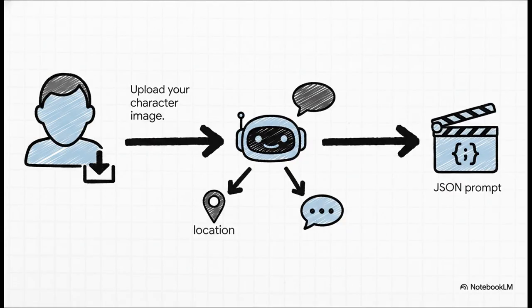So where do we get this magic script? You guessed it, we head right back to ChatGPT. You upload that character image you just made, and then you just give it simple commands. Tell it to turn the image into a JSON prompt, say where the scene is, and then just type out the exact words you want your character to speak. ChatGPT handles all the complicated formatting stuff.